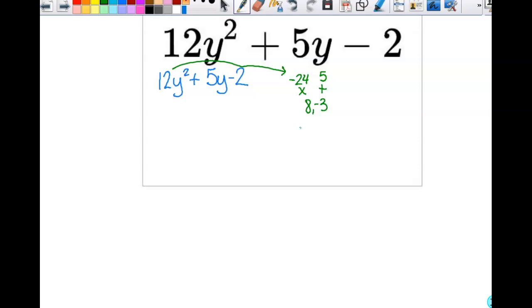And you know what makes all this a lot easier is if you know your multiplication facts, so you can come up with those numbers.